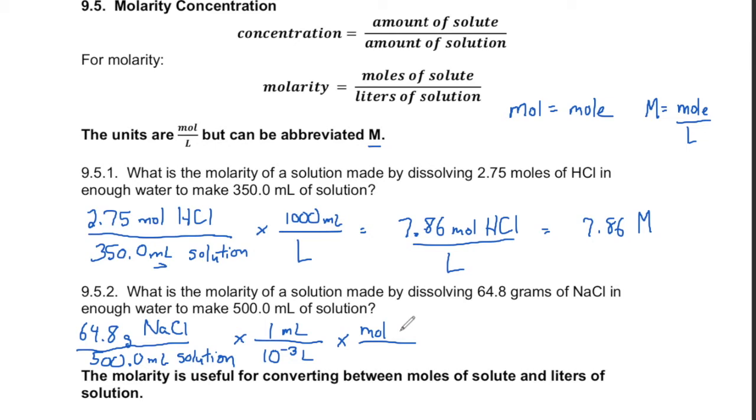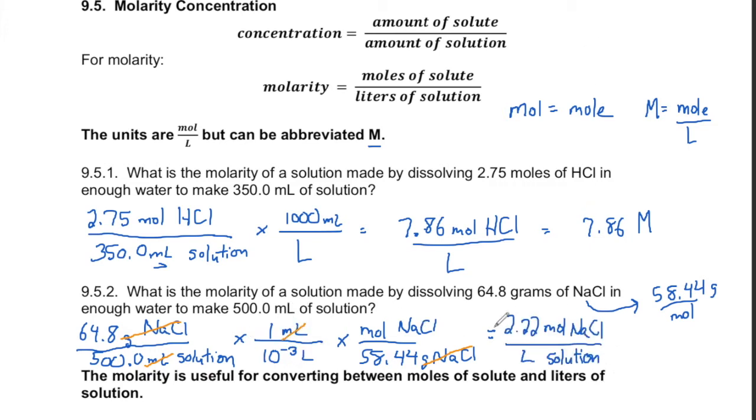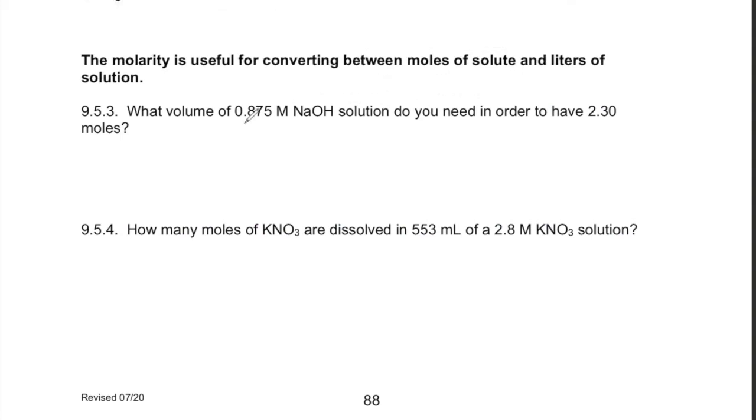Then we need the molar mass of sodium chloride. If you add up sodium and chlorine, you get 58.44 grams per mole. So this grams should be in the denominator so that we can cancel grams of sodium chloride. Also, we're canceling milliliters this way. And we come out with a solution concentration of 2.22 moles per liter, which can also be written 2.22 molar in sodium chloride.